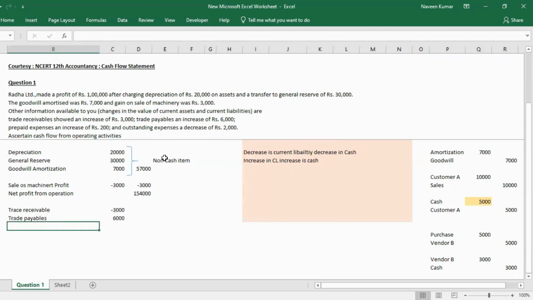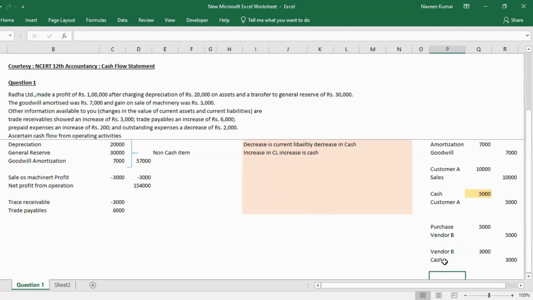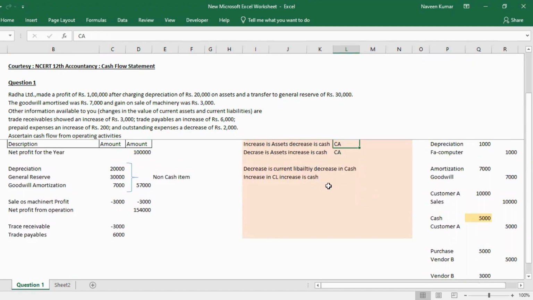Then prepaid expenses are increasing. Here we'll consider prepaid as nothing but a cash equivalent, as a current asset. So 200 increase. What I told you before: when there is an increase in assets, there is a decrease in cash. So now your cash is prepaid expenses.